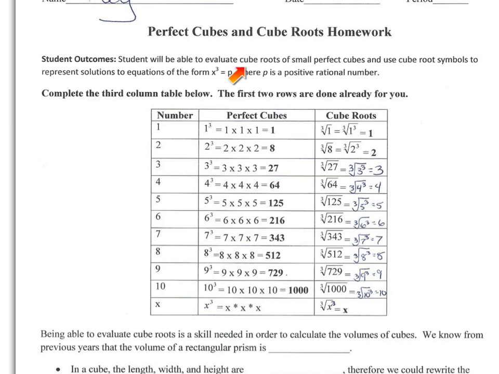You should be able to evaluate cube roots of small perfect cubes and use those cube root symbols to represent solutions to equations of this form right here, x cubed equals p. P is just a positive rational number. It says complete the third column of the table below. The first two rows are done already for you.